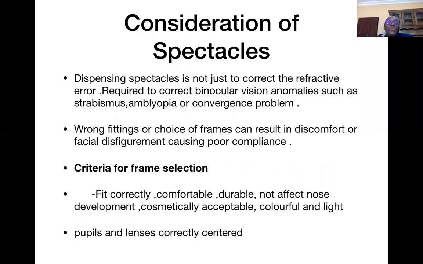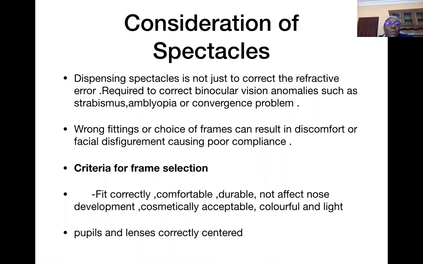So even after considering the special situations and conditions that need spectacles, you also have to consider the type of spectacles you're going to give the child. Because if you don't give the appropriate spectacles, then the child is not going to use it, and the vision is not going to improve, and you're back to square one, or even worse if there's amblyopia.